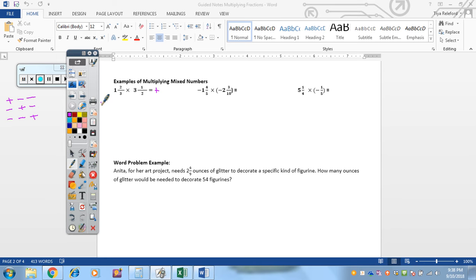And my first step is to Texas. Make everything improper. So 3 times 1 is 3, and 3 plus 2 is 5. And then I'll Texas this one also. 3 times 2 is 6, and 6 plus 1 is 7. Now my denominators stay the same. Don't change them.